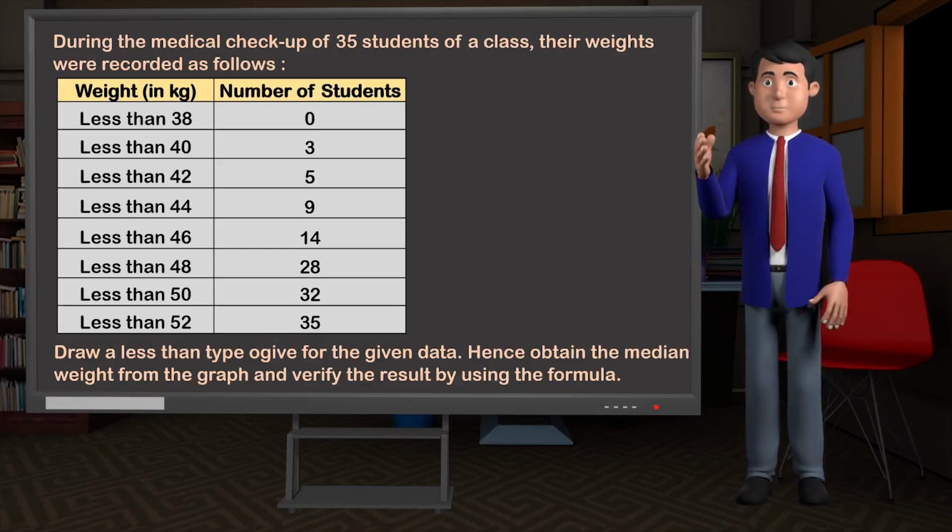Weight is less than 52, number of students is 35. Draw a less than type ogive for the given data. Hence, obtain the median weight from the graph and verify the result by using the formula.